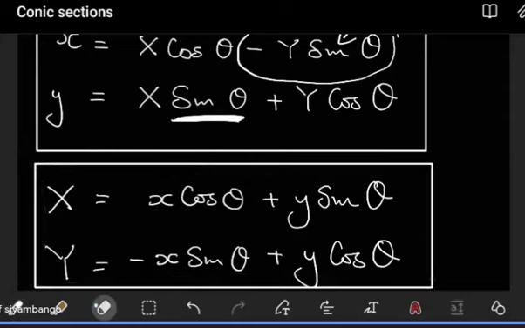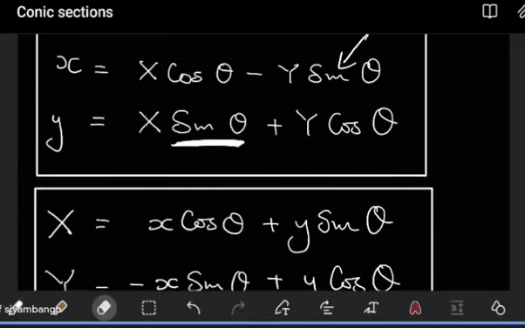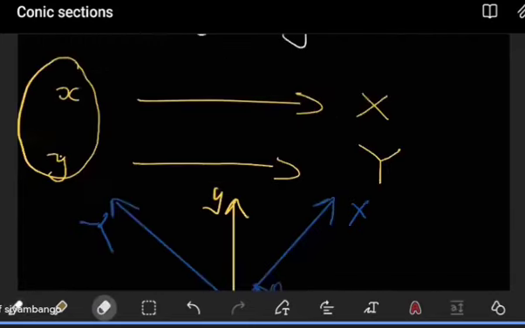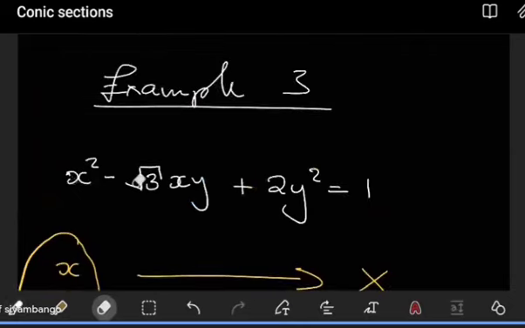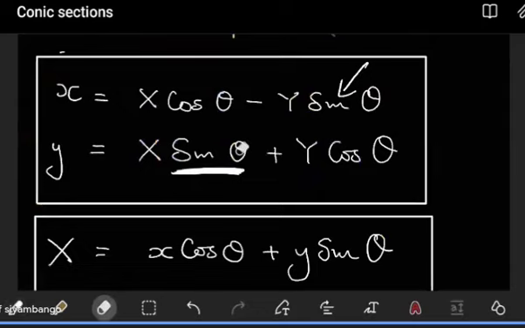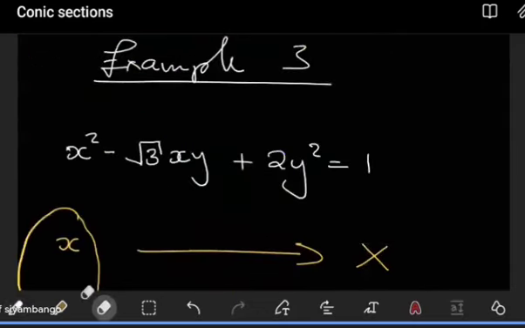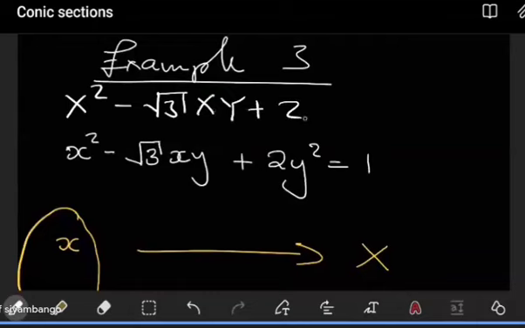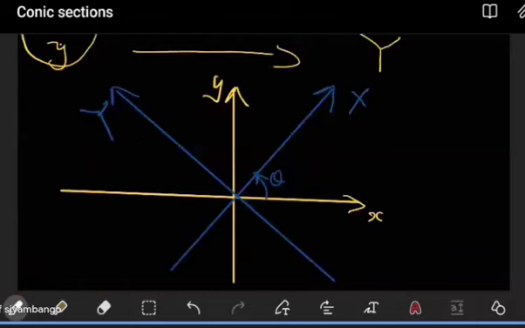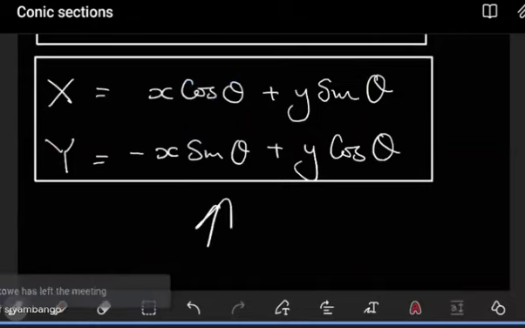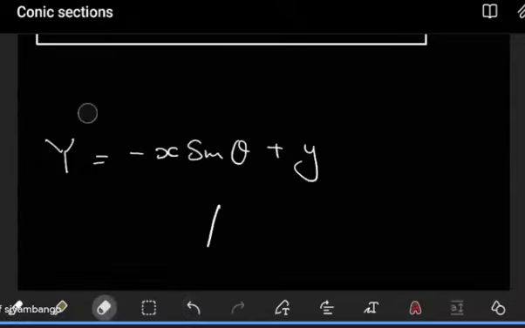So this is if capital X and capital Y are the subjects. But when eliminating the cross product, in most cases, you'll be given an equation in terms of small x and small y, meaning that we are substituting these equations. If the conic section was presented in terms of capital X squared minus root 3 capital X capital Y plus 2 capital Y squared equals 1, it would have meant that you're plugging in the other set, because you would have been plugging in for capital X and also for capital Y. Okay, enough with that. Let's go on to work out the question.